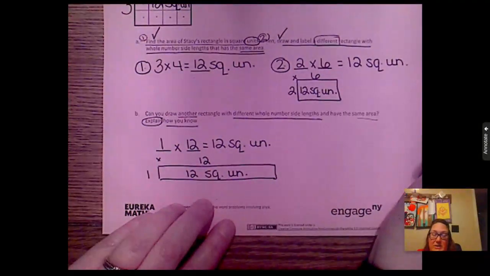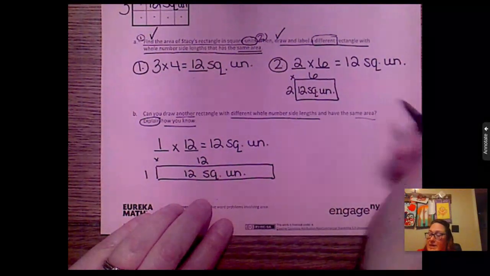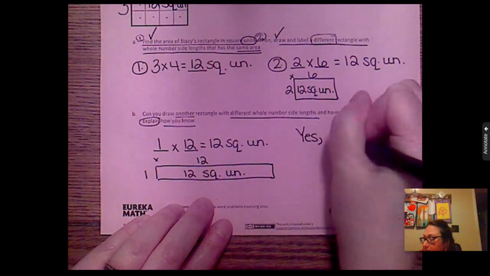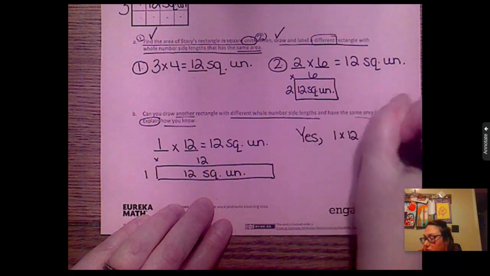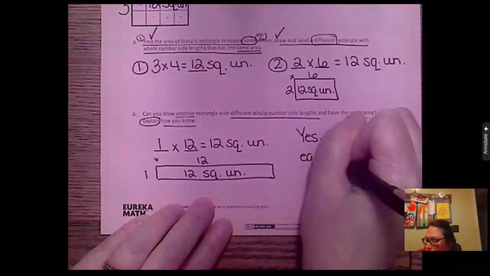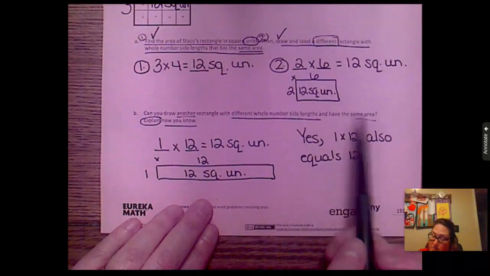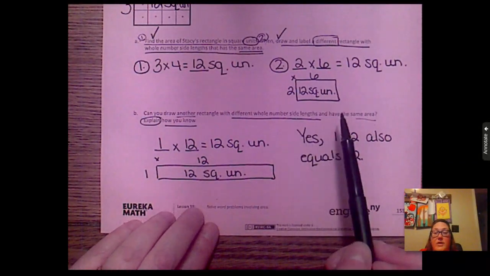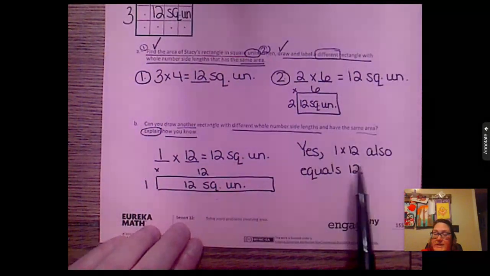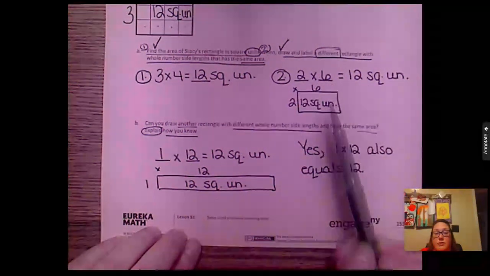Explain how you know. So now I need to use words. Can you draw another rectangle with different whole number side lengths and have the same area? So our answer is yes, because we did do that, right? So yes, 1 times 12 also equals 12. Because that's what it was asking: can we draw another rectangle that would have the same area? And we said yes, 1 times 12 also equals 12. If you were checking this, if you did this on your own, maybe you put the side length of 1 times 12 up here equals 12 and you drew this here.